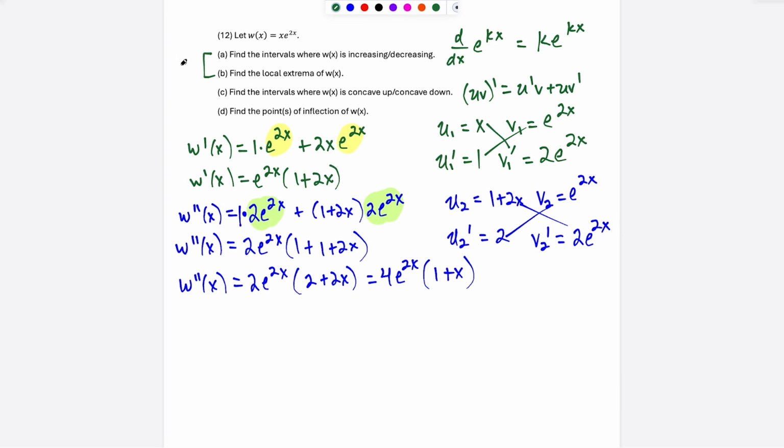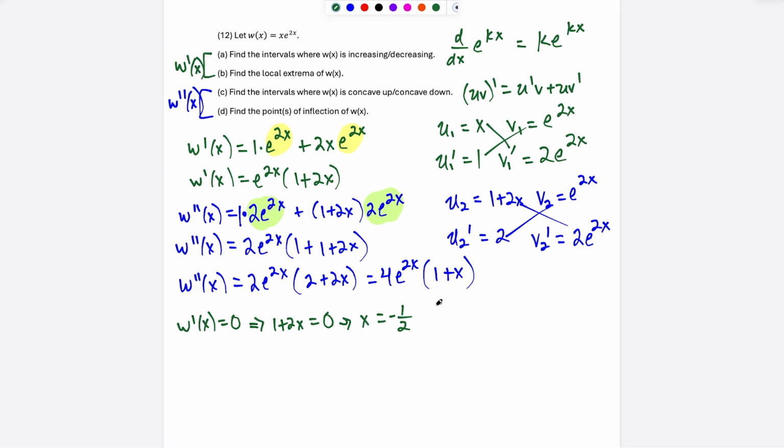For the first two parts here, this is going to be based off the sign chart for w prime of x. And for the second part, this information is going to be based off what we find from the sign chart of w double prime. So let's go ahead and make a sign chart for w prime. I could say w prime of x equals 0, and this is going to be true when 1 plus 2x equals 0. Remember what I said before, that e^(2x) is an exponential function and is always positive, so I'm not going to be able to get any roots out of this. And this is going to tell us here that x equals negative 1/2 is a critical point.